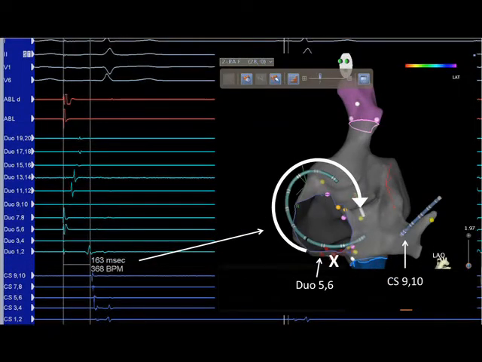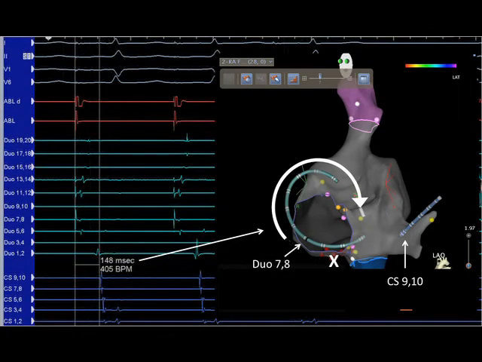Pacing can then be completed from the lateral side of the CTI near Duo 5/6. Pacing from the ablation catheter just lateral to the ablation line should yield a longer time to the coronary sinus ostium, 163 milliseconds here. The ablation catheter is then raised higher up the lateral wall further from the ablation line, near Duo 7/8, and the time to the coronary sinus ostium should be shorter, 148 milliseconds in this case.